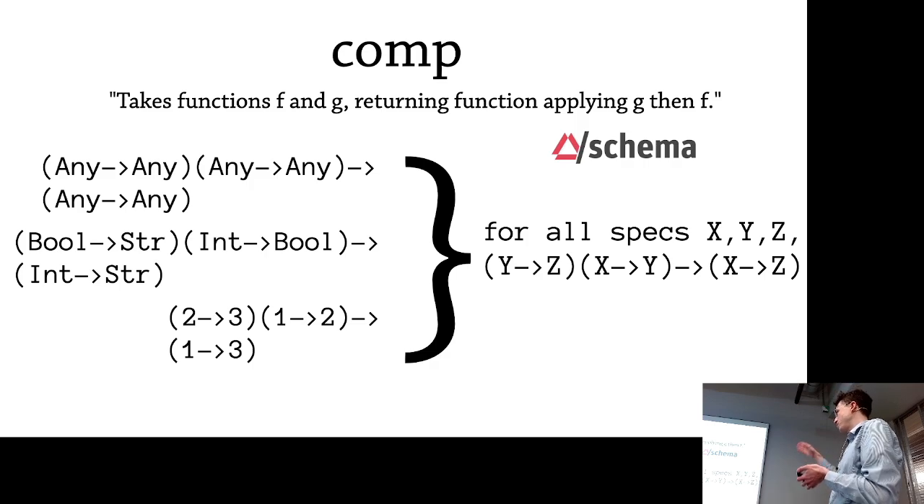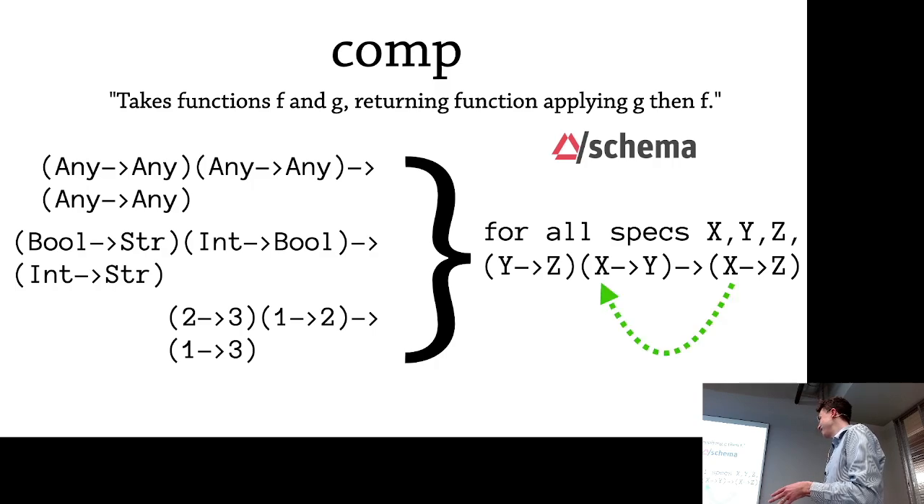For all specs X, Y, Z, it takes an F that goes from Y to Z and a G that goes from X to Y, and then you get a function that returns X to Z. And if you're like me, that didn't mean anything. So that's why I love this trick of how does this work? Well, count the arrows. First arrow, the input is actually over there. Isn't that cool? The input is over there because it's to the left of an odd amount of arrows.